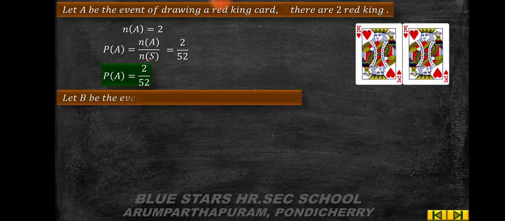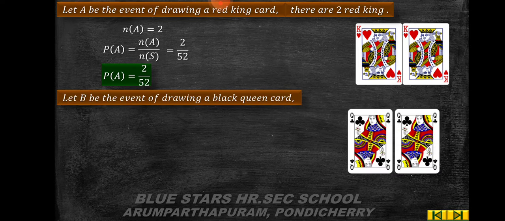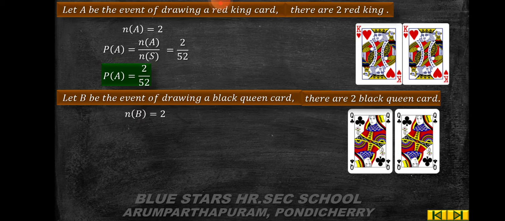Let B be the event of drawing a black queen card. So one is spade and another one is club. There are two black queen cards. So n(B) is equal to 2. P(B) is equal to n(B) by n(S), which is 2 by 52.